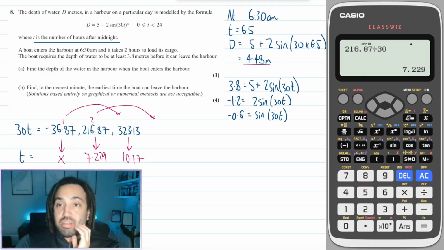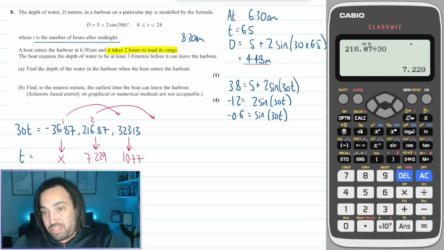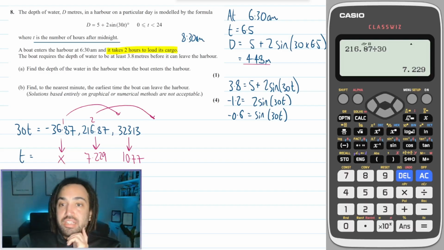Now this question is tricky because you need to read the question really carefully. They need to unload their cargo for 2 hours. So the earliest it can leave is 8:30 AM, because they need to get rid of all the cargo. They're not just going to leave straight away. Which rules out this one. This one's ruled out. It's too early. So this one is the good one.